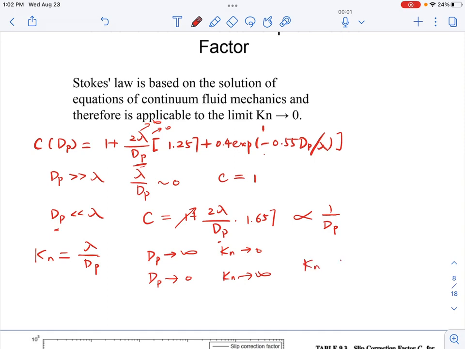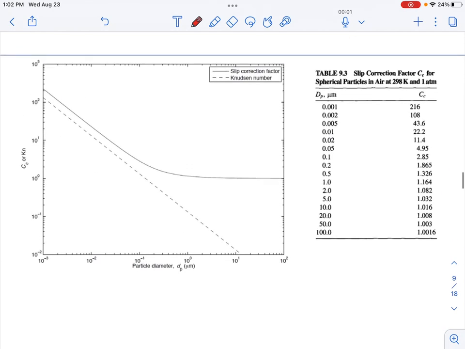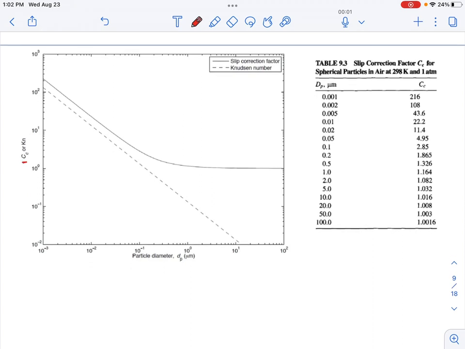Right? So you have this Knudsen number proportional to 1 over dp relationship. So if you plot it out, then you are going to see the relationship between the Cunningham slip correction factor or the Knudsen number as a function of particle size. As we mentioned, when the particle size is very large, they're in the continuum regime, then we don't need to consider the slip correction factor.